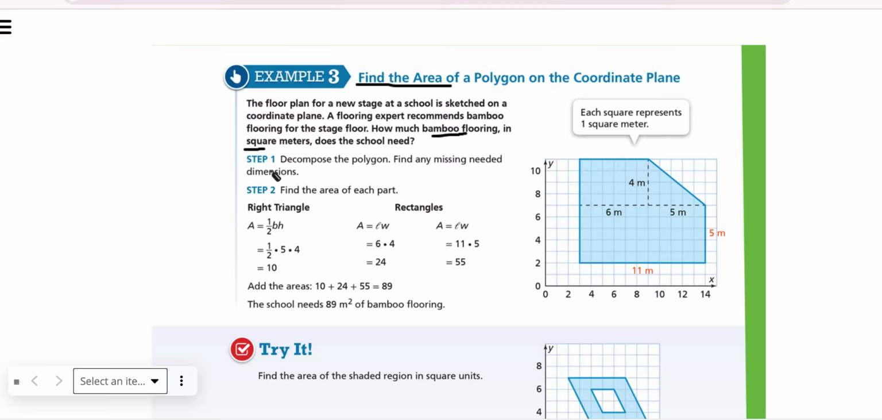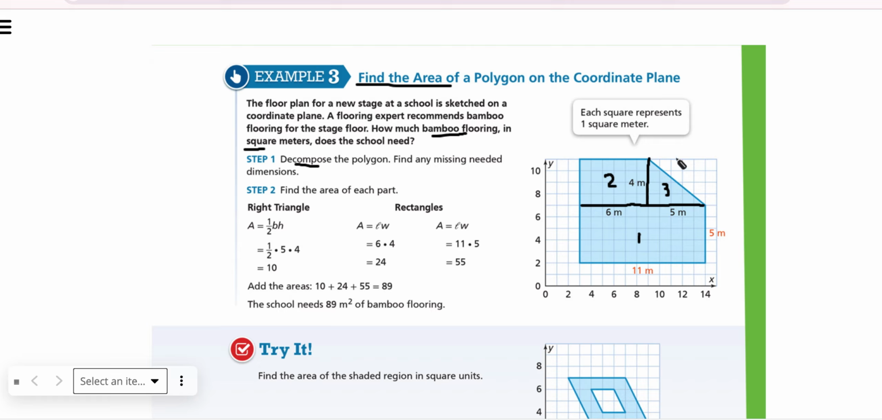Okay, so we're going to decompose the polygon. So you see how they decompose it for you. So they drew a line down here. Always follow the lines when they give you on the coordinate plane. So follow the line. So now you have a big rectangle at the bottom. I'm going to put a number 1 here. Then they drew a line down here, and now you have another rectangle here. I'm going to put number 2, and then this one over here, number 3, is a triangle.